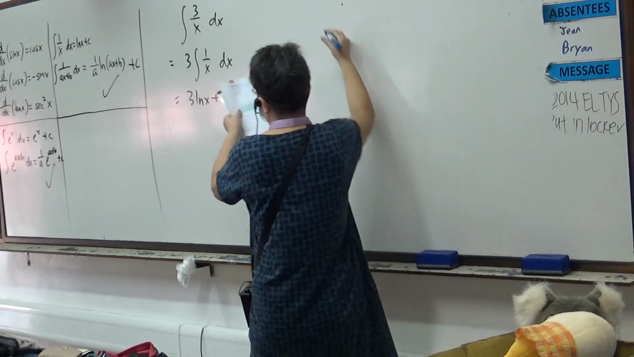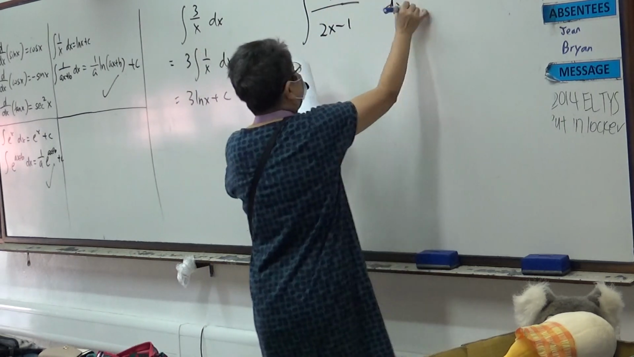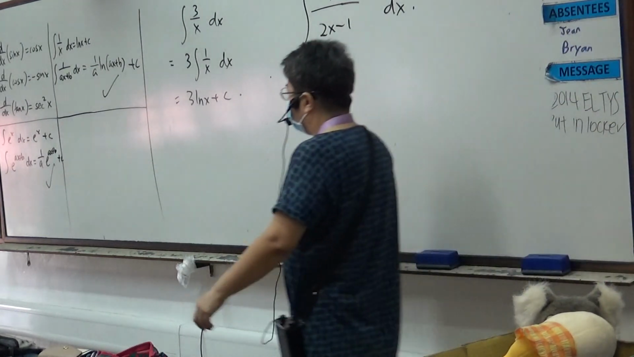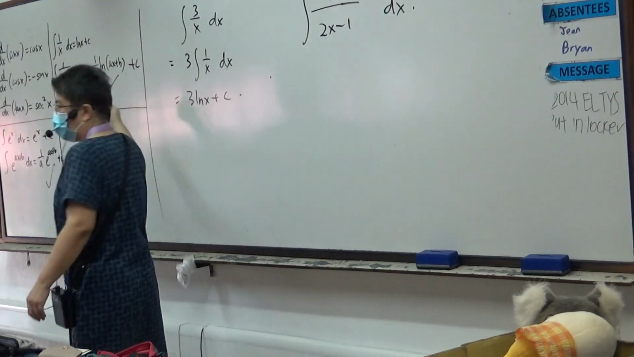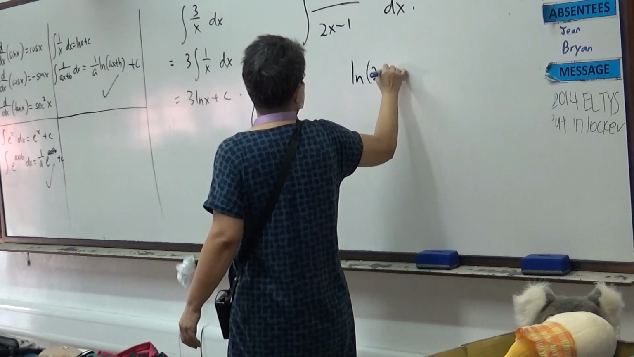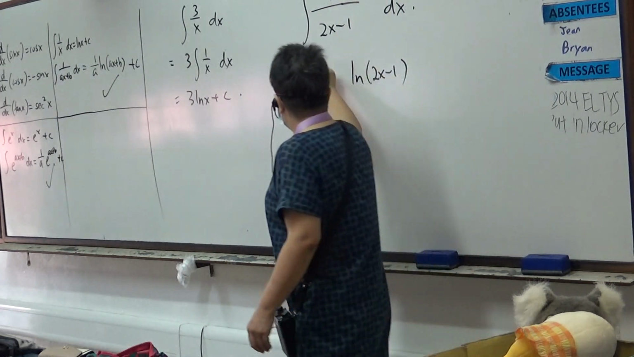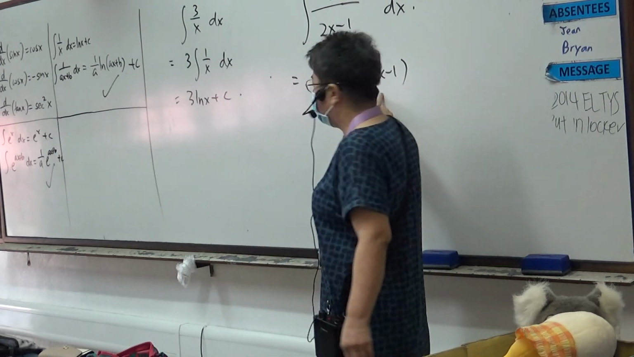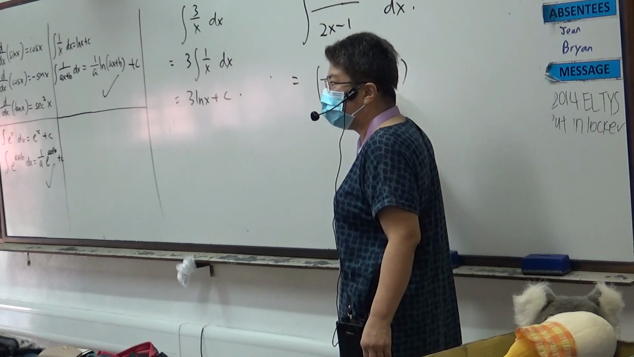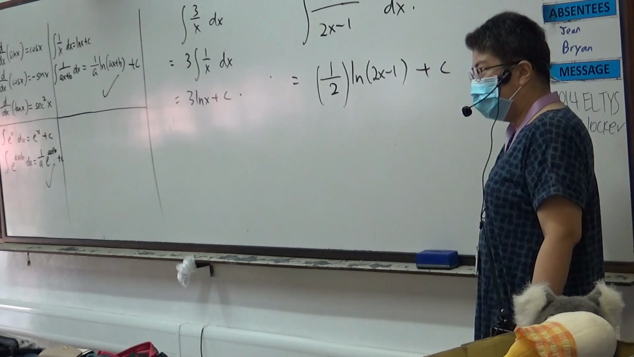Okay, next part. You look at this. What is going to happen? What's supposed to happen? You look at this one. I'm using this one. So, what do I have? I'll have ln |2x minus 1|, right? Correct or not? Then I've got to put 1 over the differentiation, right? What's the differentiation of the inside? 2. Then plus C. Can you see what I'm talking about?